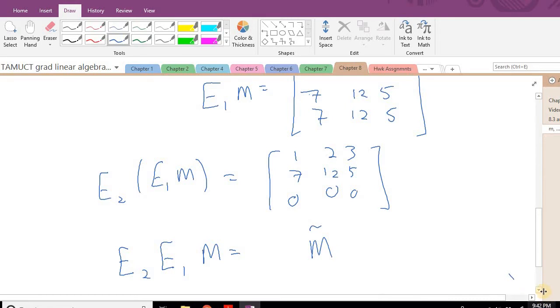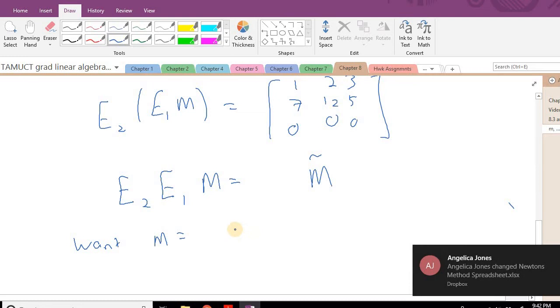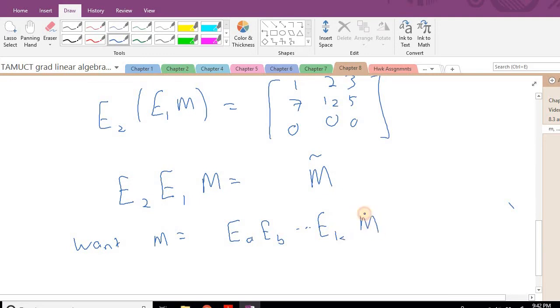Right? But I want M as a product of elementary matrices, let's just say EA, EB, etc., EK, times M twiddle. What I have is M twiddle as a product of elementary matrices times M, but what I want is M as a product of elementary matrices times M twiddle. What am I going to do?